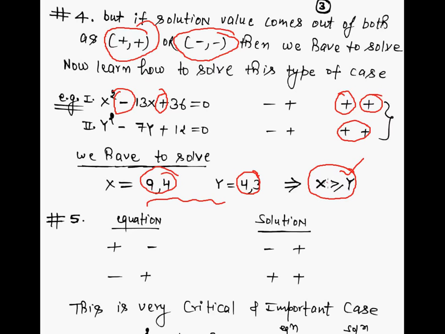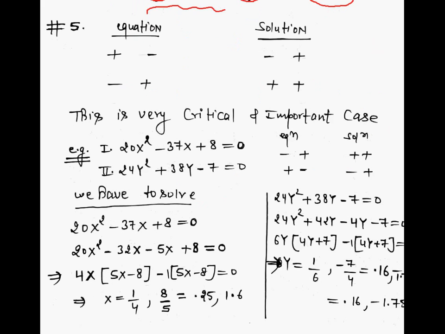But there are many other cases. By seeing the values, we can't judge. Let's discuss the next case. For example, the equation is of the type plus minus. Its solution will be this, minus plus this. In this case also we have to solve.